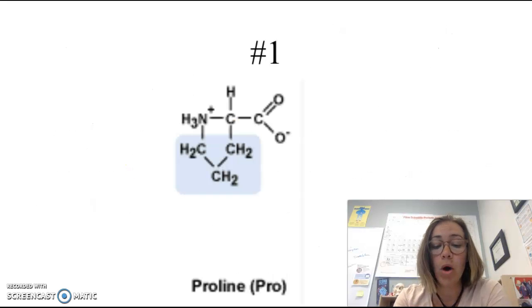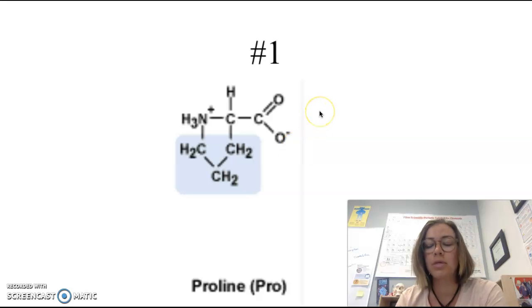So number 1, I'm going to use my flowchart. It says, is it an amino acid? Do you see an amine group, a carboxyl group, and an alpha carbon? Well, let's see. Here's my amine group, here's my alpha carbon, and here's my carboxyl group. So yes, it is an amino acid.